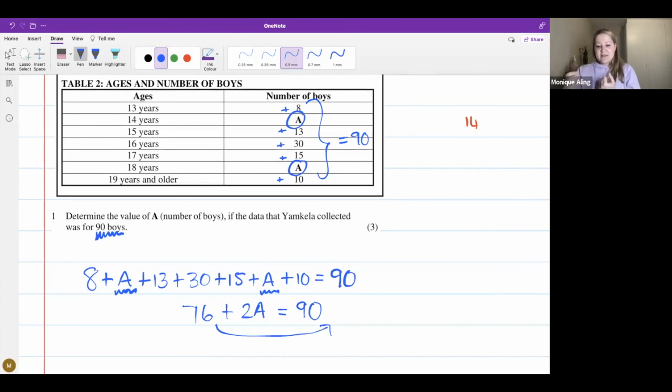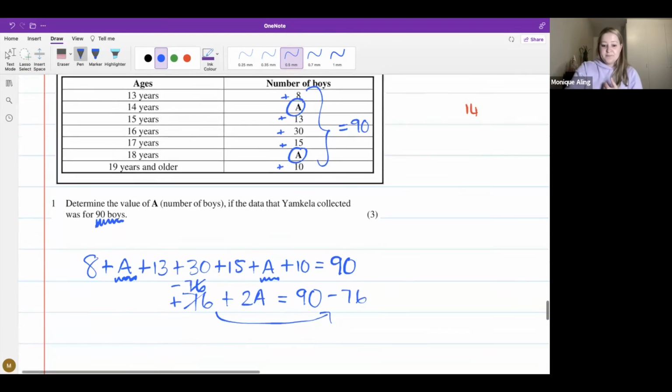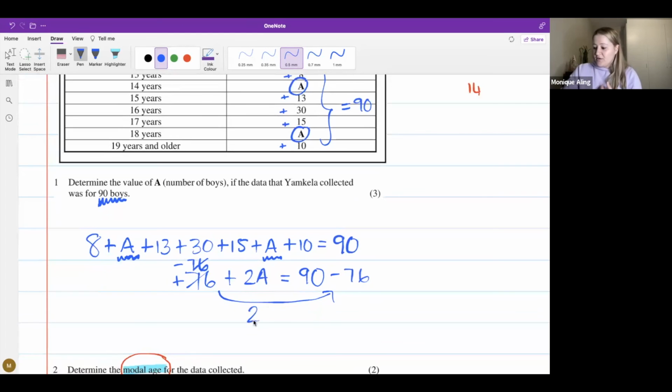Whenever you take something across the equal sign, you do the opposite operation. So it is positive 76, so I minus 76. That leaves me with 2A is equal to 14. And because there are two A's, I have to share it, or divide by 2. So each A is actually equal to 7.